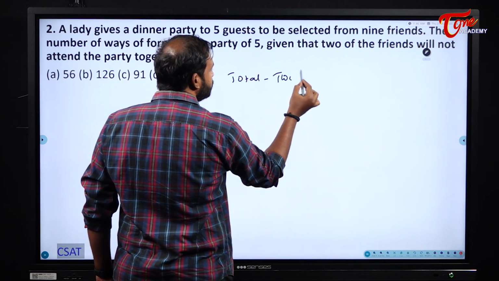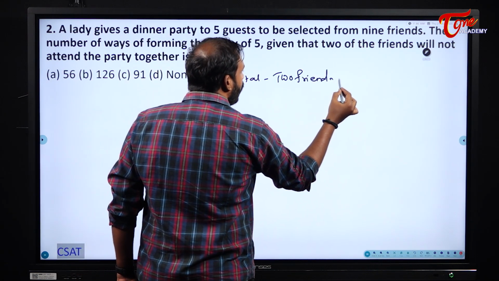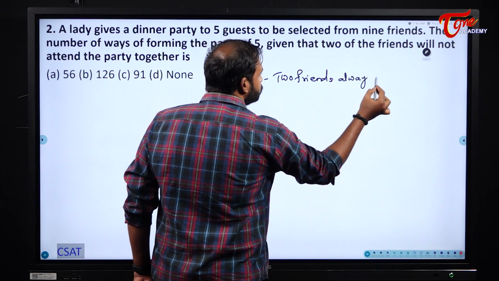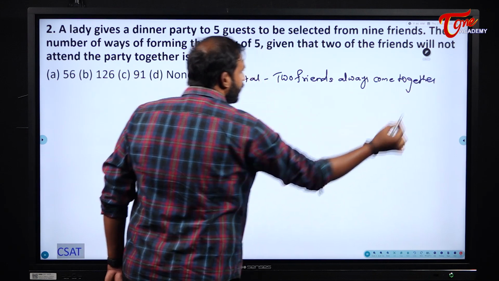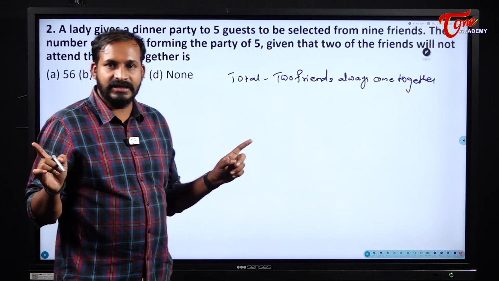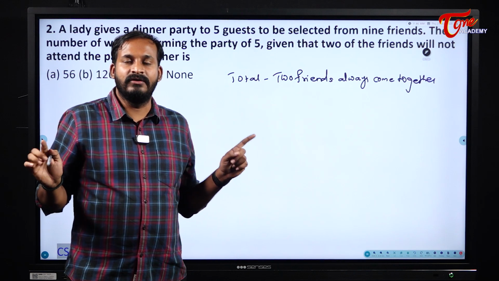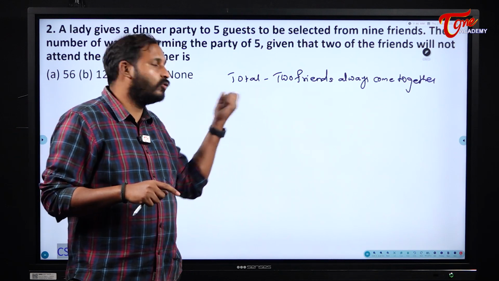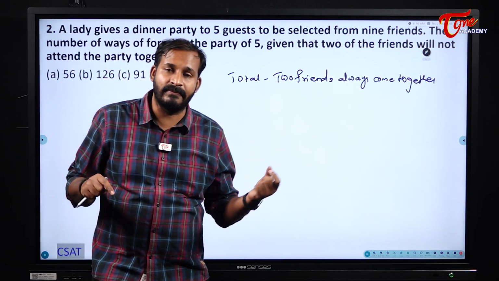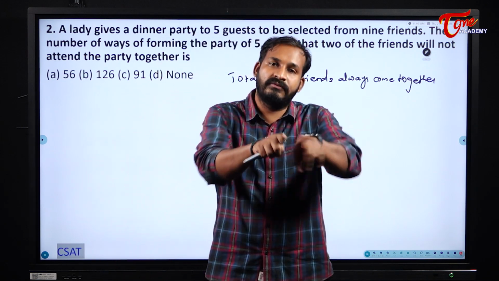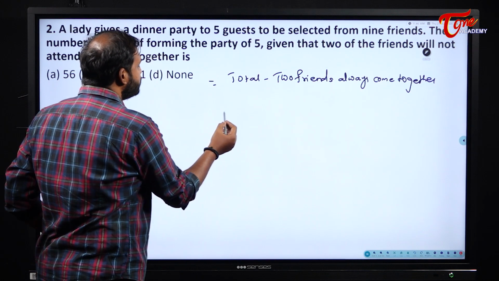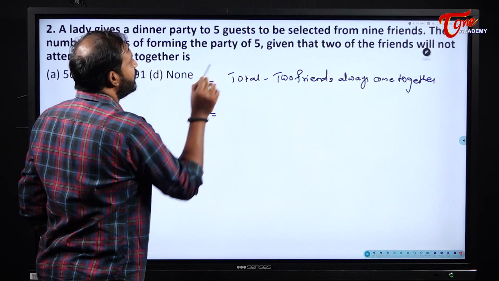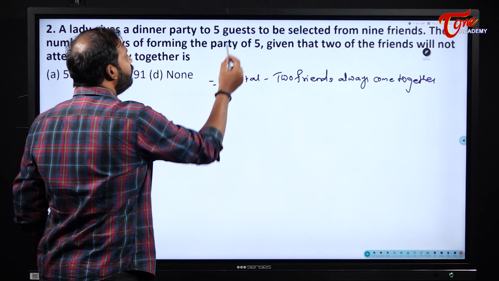2 friends always come together. In reverse I am going to get the answer. Actually, if one comes the other will not come, right? So I will find the total number of chances, and from that I will subtract the chances where they both come. So total number of ways: how many are there? 9 friends, from which I need to call 5 guests.